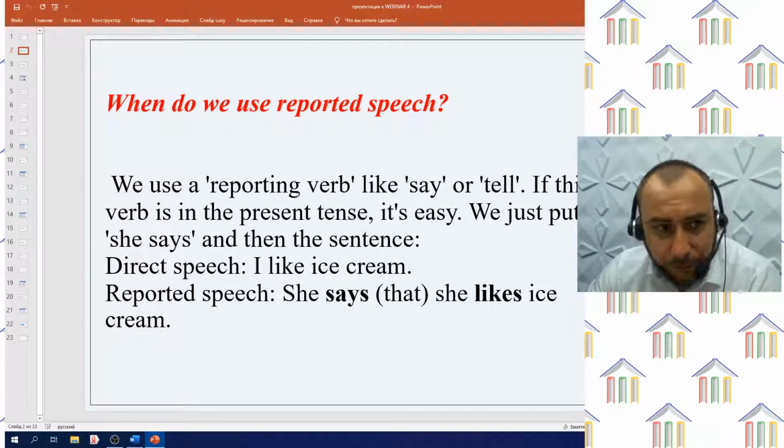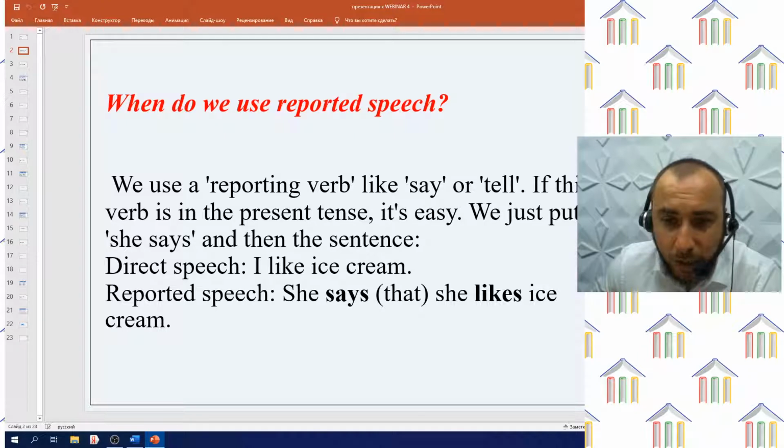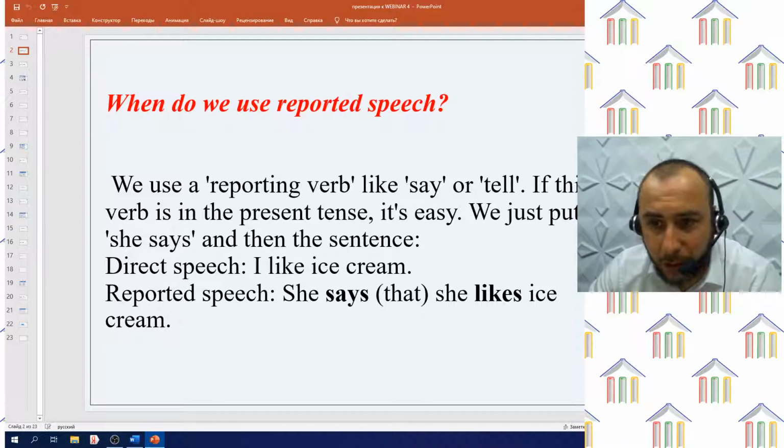Direct speech: I like ice cream. Reported speech: She says that she likes ice cream. We don't need to change the tense, though probably we do need to change the person from I to she, for example. We also may need to change words like my and your. As I'm sure you know, often we can choose if we want to use the word that or not in English. You can see it in the example. I have put it in brackets to show that it's optional. It's exactly the same if you use that or if you don't use that.